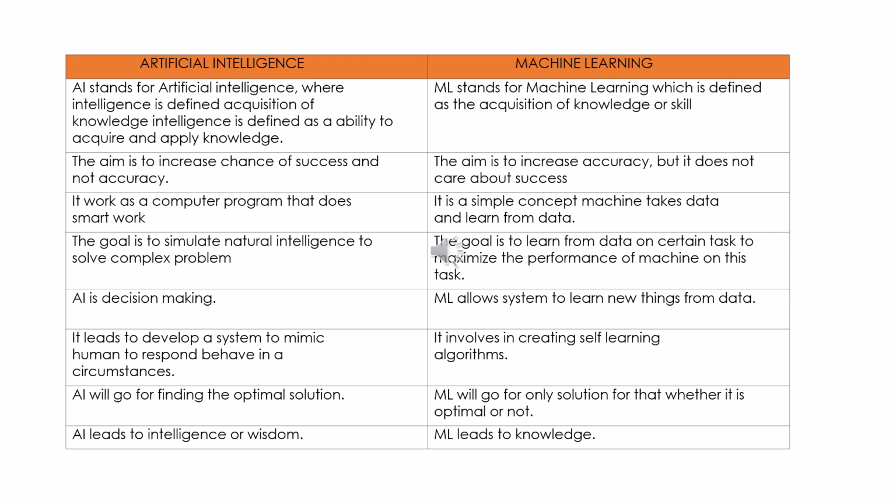AI leads to the intelligence of wisdom, and ML leads to knowledge. Based on the types, artificial intelligence is categorized into artificial narrow intelligence, artificial general intelligence, and artificial super intelligence. Machine learning algorithms have three types: supervised learning, unsupervised learning, and reinforcement learning. Based on these types, we categorize them under machine learning.